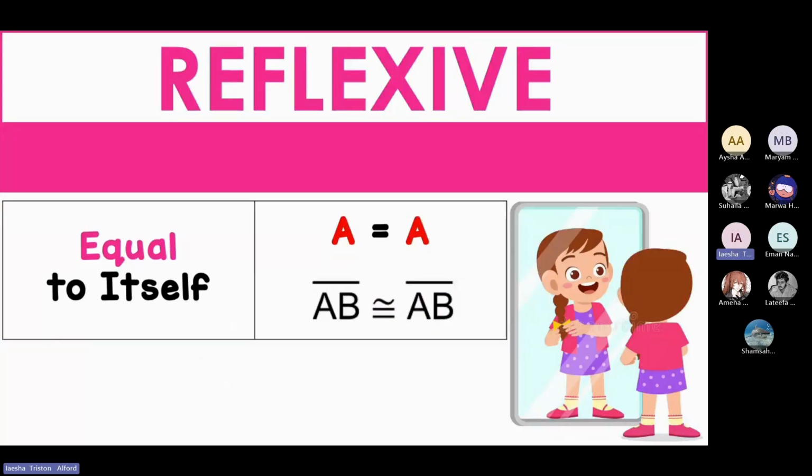To remind you about the word reflexive: reflexive means that it's going to be equal to itself. In the exam, you will know the reason should be reflexive if you have the same thing on both sides. So in this example, I have A is equal to A. The name of this kind of description is reflexive. If we have side AB is congruent to side AB, the reason that you write in the proof is going to be reflexive.